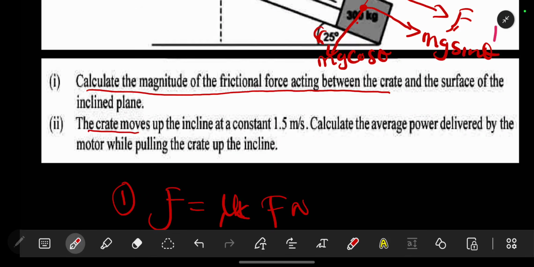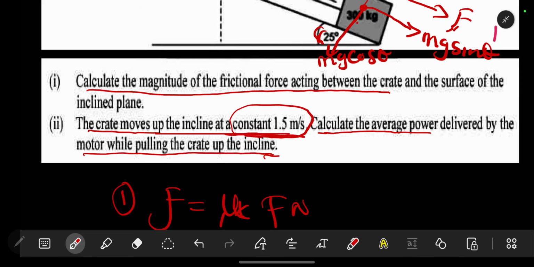The crate moves up the incline at a constant speed of 1.5. Calculate the average power delivered by the motor while pulling the crate up. We don't have the time, but if the speed is constant, we can use the formula for instantaneous power.